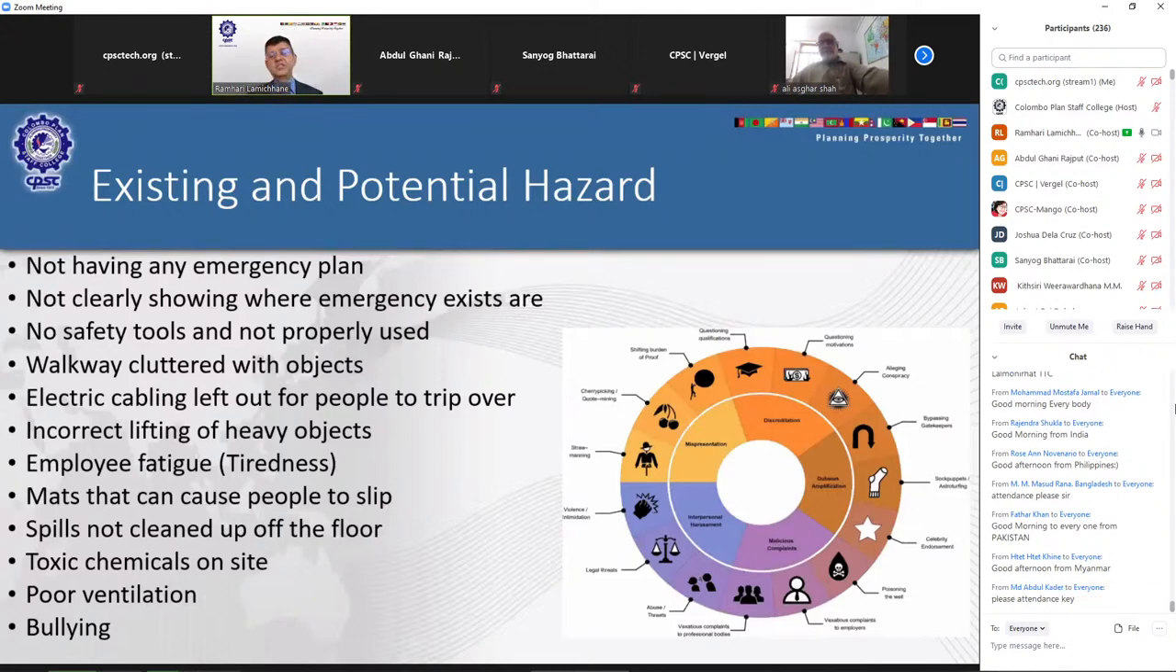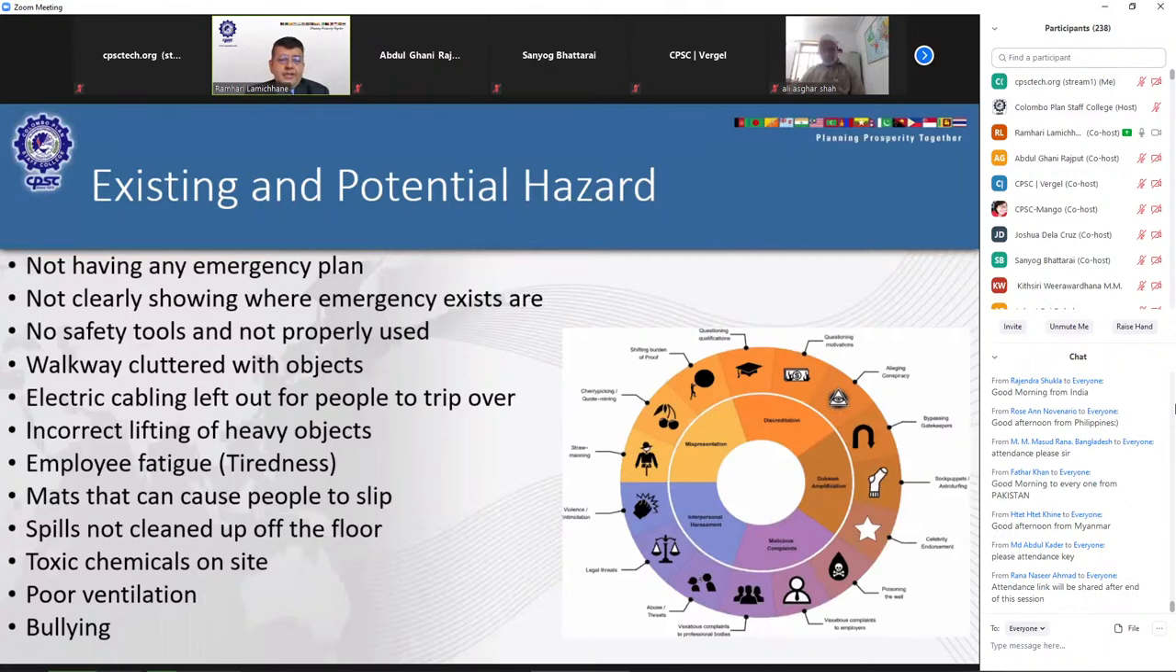Not having any emergency plan. Most organizations, either TVET institutions or industry or any organizations, hazards can take place if there is no emergency plan. So we must have an emergency plan in our institution, like an emergency plan related to fire, earthquake, typhoon or hurricane, or any sort of natural disaster, flood, or anything.